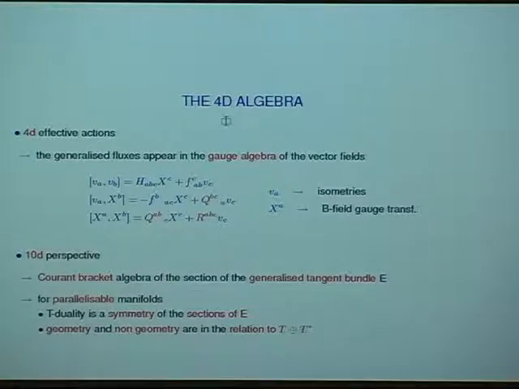we can also propose an interpretation of what non-geometricity in T-duality is, because T-duality appears just as a symmetry rotation of the fibers of this generalized tangent bundle, and the geometricity or non-geometricity comes when we try to go back to the standard T plus T star. So it's a global issue about the gluing conditions that we need in order to have well-defined sections on T plus T star.